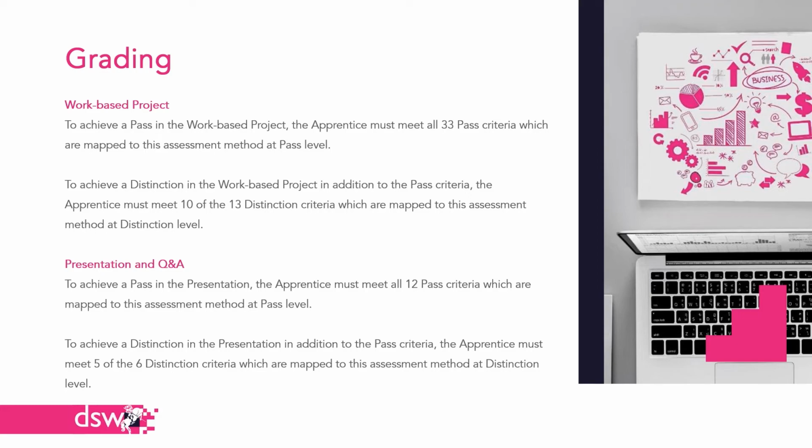To pass the presentation and Q&A, the apprentice must meet all 12 pass criteria mapped to this assessment method at pass level. To achieve distinction in the presentation and Q&A, in addition to the pass criteria, the apprentice must meet 5 of the 6 distinction criteria mapped to this assessment method at distinction level.